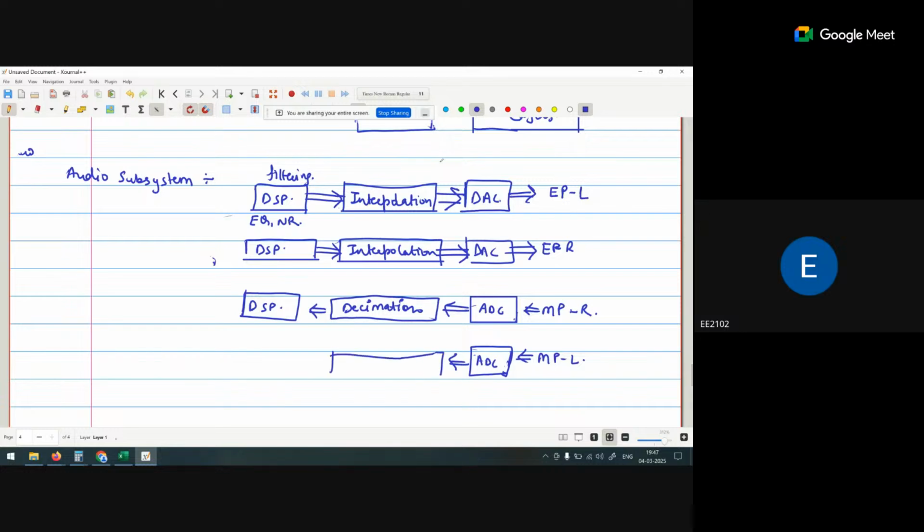then decimation, and then again a DSP. Okay, DSP unit. So the thing is that we require a single DSP unit. So in place of multiple DSP units, we require a single DSP, that is enabled with the equalization and noise reduction. Okay, so this is the audio subsystem.